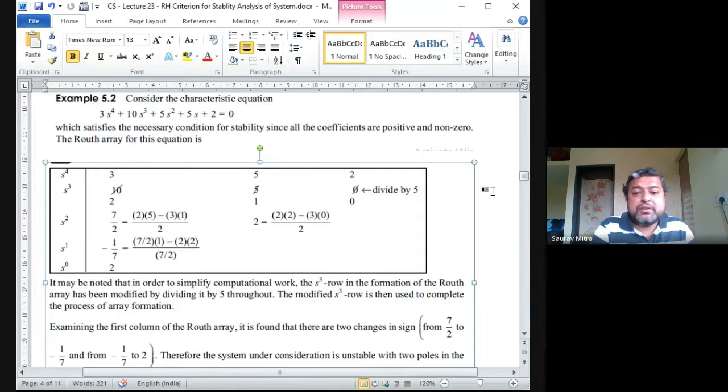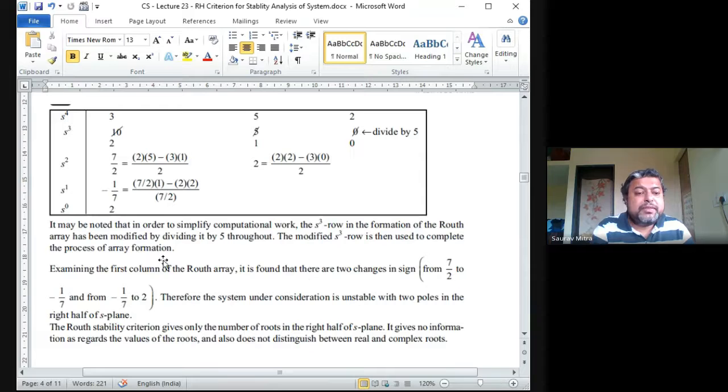So in this case, you can see what is written below. It may be noted that in order to simplify the computational work, the s^3 row in the formation of the Routh array has been divided by 5. So whatever is done at the top, that is being explained here. Examining the first column, this is what you have to write in the conclusion, and you have to very clearly explain it. So just don't say stable or unstable. Why it is stable, why it is unstable, that logic you have to give. Okay, so exactly the way it is written here, exactly the same way you have to write.